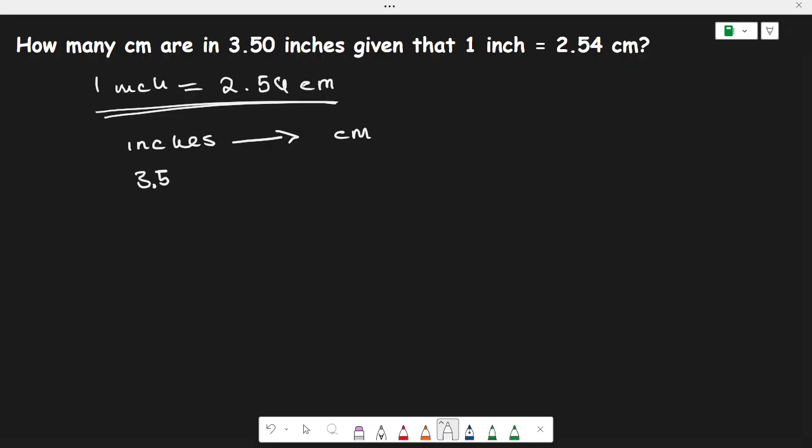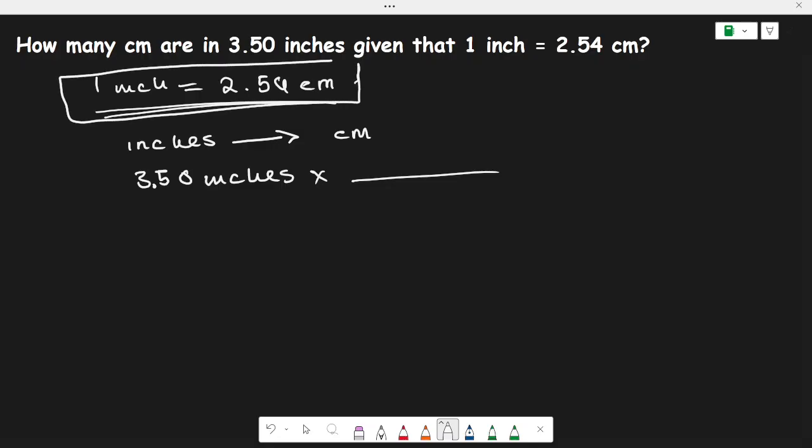So 3.5 inches, and we're converting it to centimeters. So what you do, you bring the fraction like that. Then what should be on top from this conversion factor? What should be on top and what should be on the bottom? We said that what should be on top is what you want, and on the bottom what you don't want. So we don't want inches. Therefore, from this conversion factor, the inches should be on the bottom.